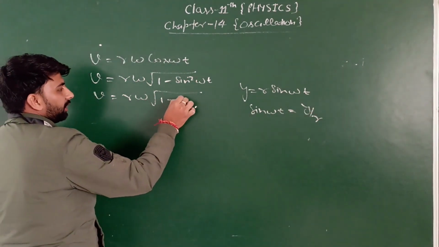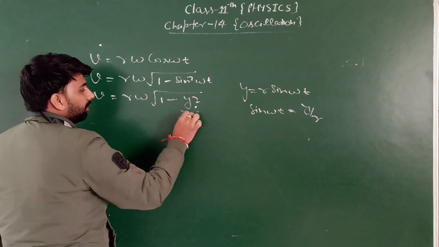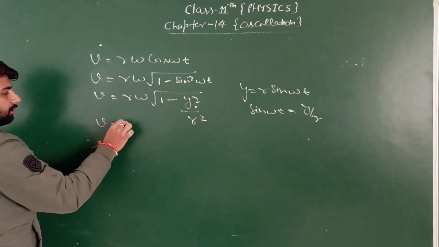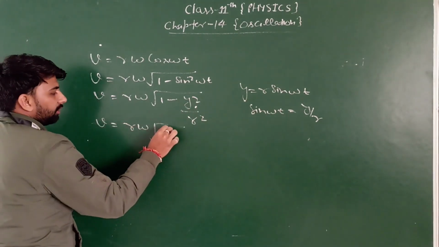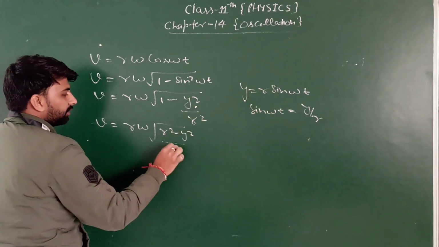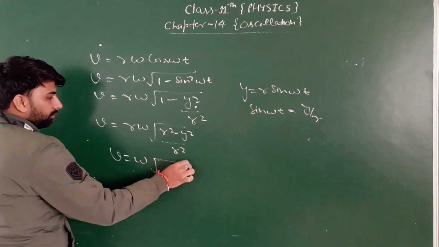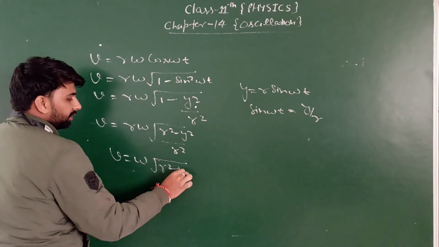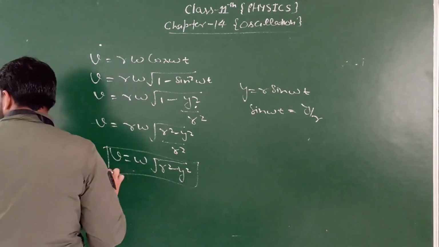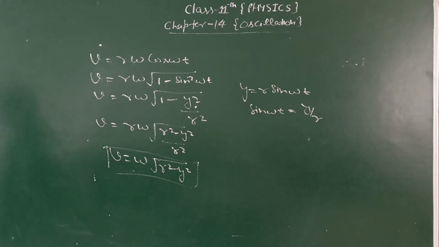So sin square omega t is equal to y square upon r square, and V is equal to R omega square root of (r square minus y square) upon r square, and V is equal to omega square root of r square minus y square. This is the expression for velocity in simple harmonic motion.